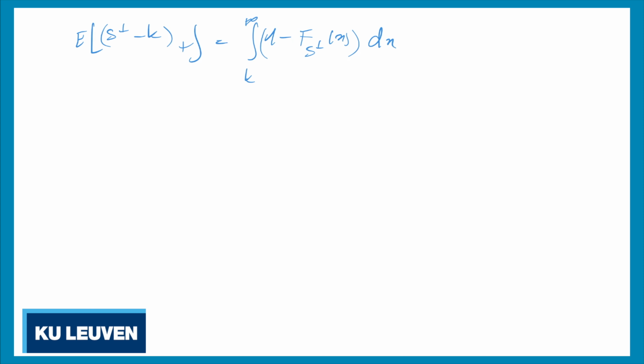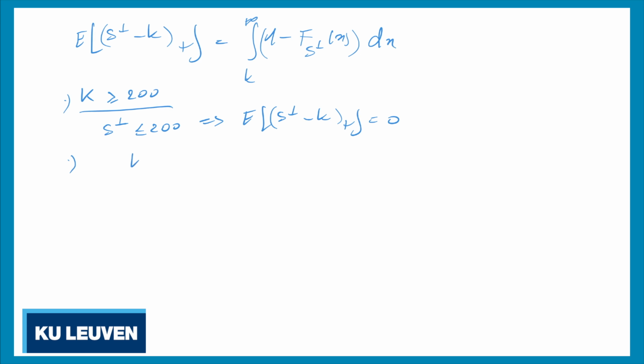So first assume that k is larger than 200. Then since the sum S is always smaller or equal than 200, the sum S can never exceed 200, we directly find that the expectation (S minus k)+ is equal to 0. Okay, that's case 1. Then assume that k is in the interval 100-200.